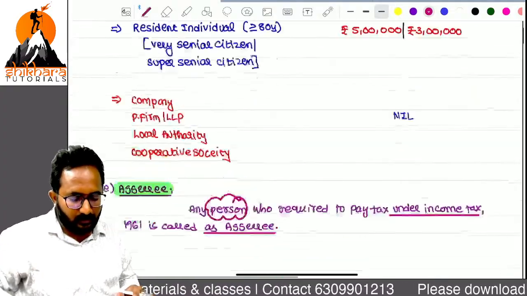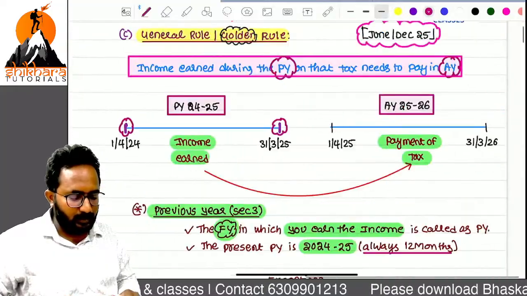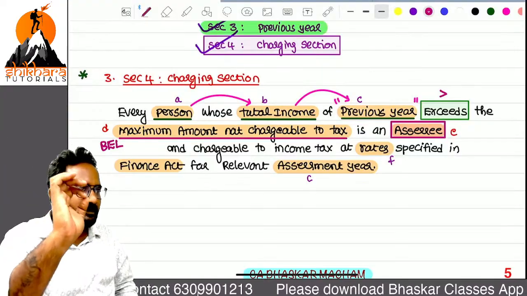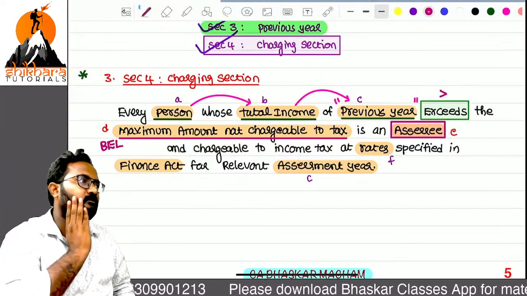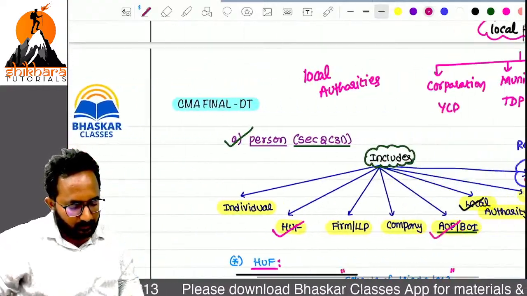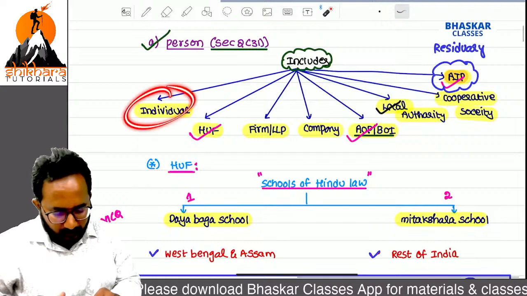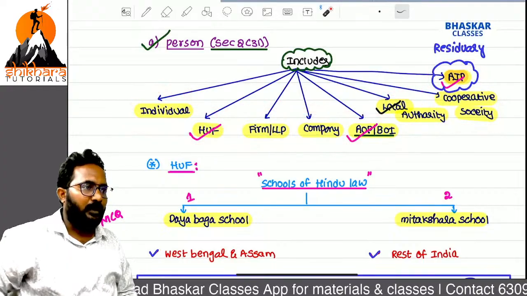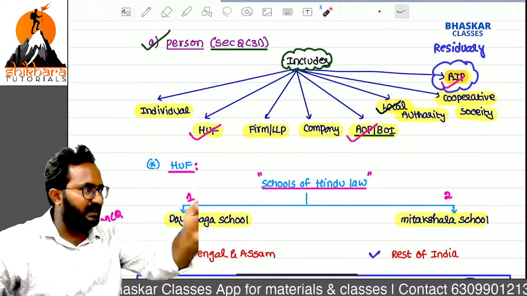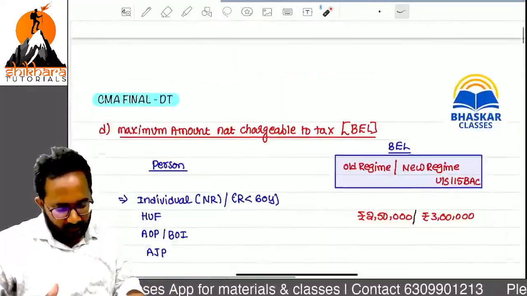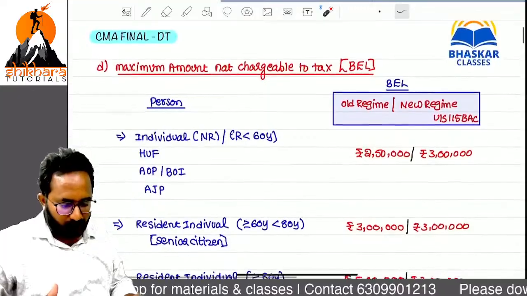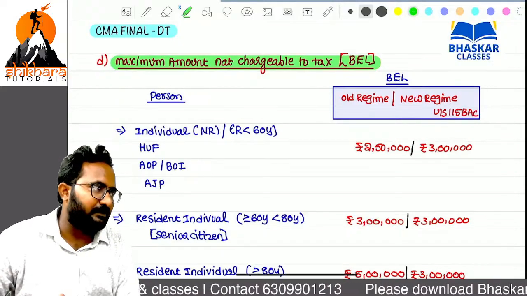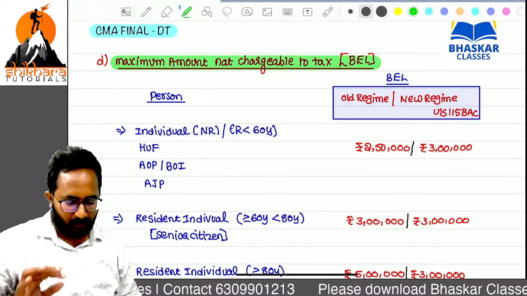So here one important discussion I want to tell you. What is that basic exemption limit? What is that maximum amount not chargeable to tax? Shall we start? For every person, I want to tell you the basic exemption limit. So now you can open page number 9. Can you tell me the alternative word for basic exemption limit? Maximum amount not chargeable to tax.